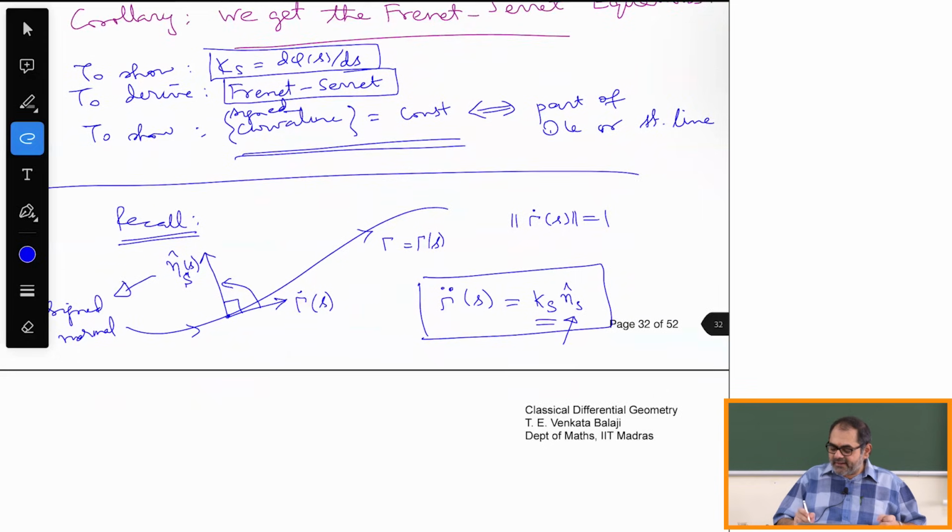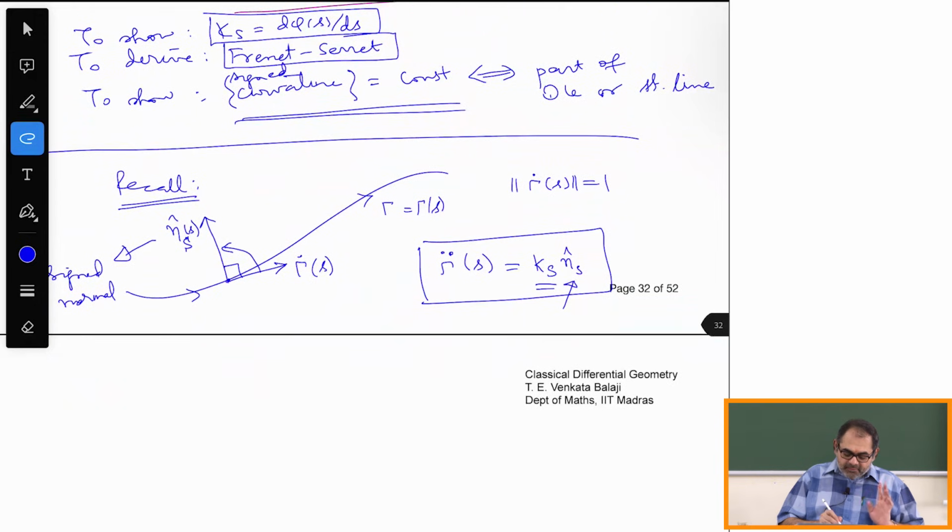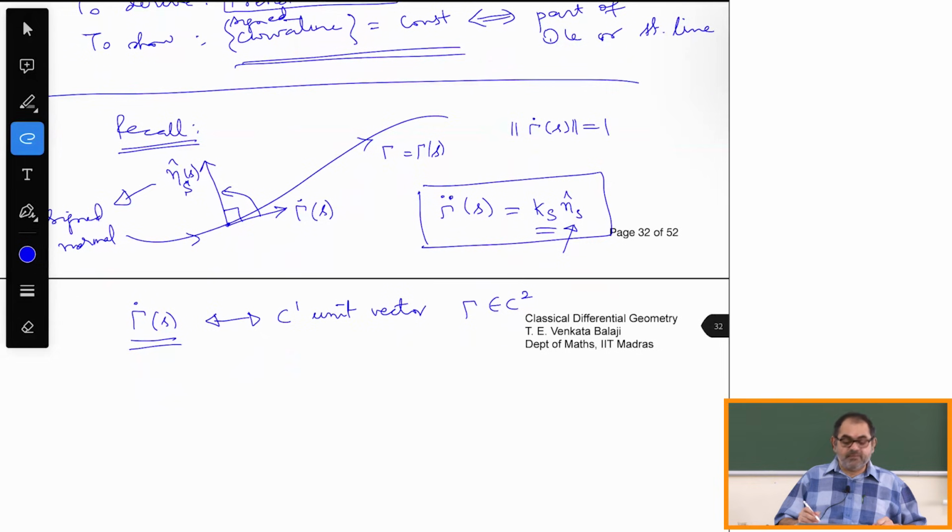But now what I want you to understand is that from this, you can show that this k_s is actually nothing but d phi by ds. So look at gamma dot s. This is a unit vector. This is a C1 unit vector. Remember, gamma is C2, it's second continuously differentiable, so its derivative is first continuously differentiable. And what did we prove last time? For a first continuously differentiable unit vector, you can define a turning angle. That's what we proved last time.